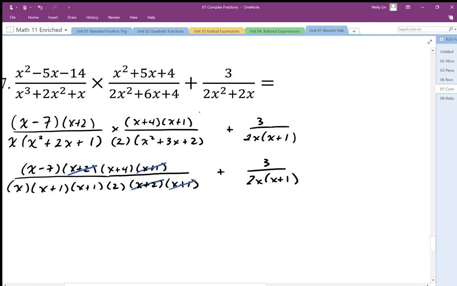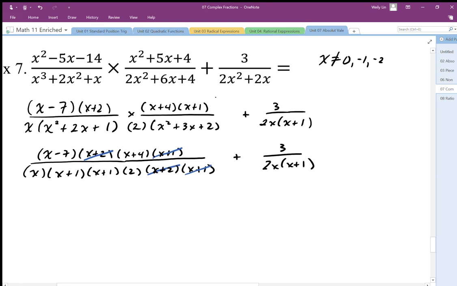Before I cancel, I really should make sure I state my restrictions. So my restrictions are going to be x is not equal to 0, negative 1, negative 2, negative 1, and 0 again, and negative 1. So those are my only 3 restrictions. Okay, so now I can simplify.